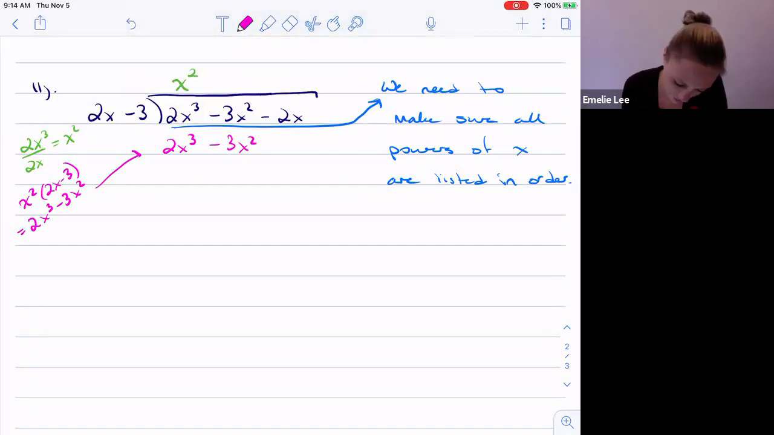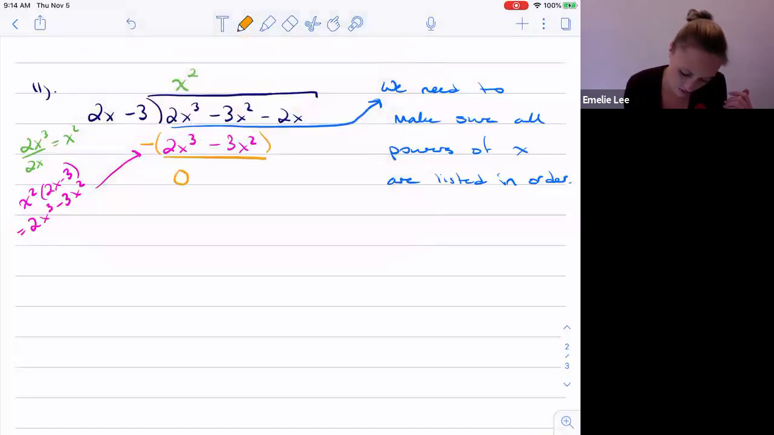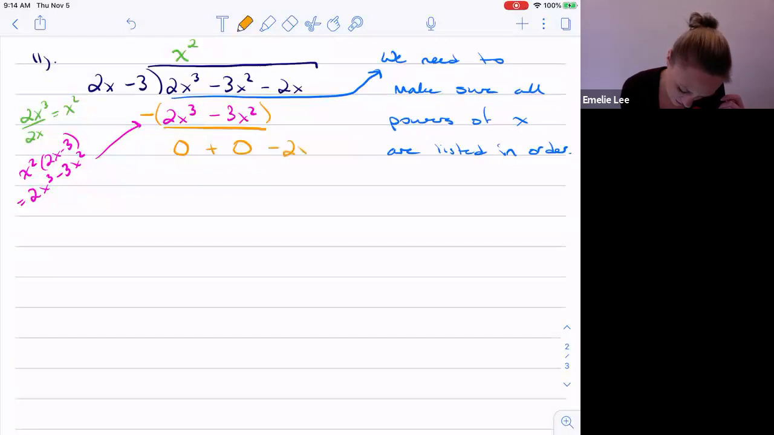The next thing I do is I need to subtract these things. Making sure that you subtract. What's always going to happen is that these are going to go to 0. That's what we're forcing to happen here. So 2x to the 3 minus 2x to the 3 is 0. Negative 3x squared plus 3x squared is also 0. Plus 0x squared. 0 is now our new dividend.